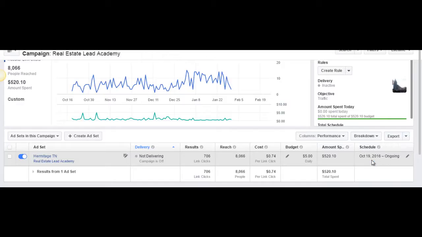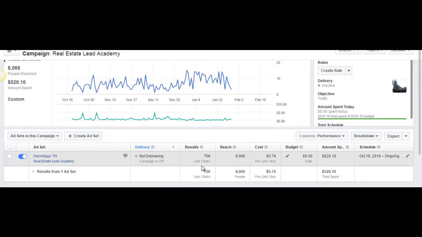So what that means is we have a report filtered here to show lifetime. So for the entire lifetime of this campaign. Now we actually stopped this campaign the end of January. So all the leads that you're going to see that come through here in a minute were from October the 19th into January. So in this campaign so far, we spent a total of $520 on the campaign, and we had a budget of $5 a day.